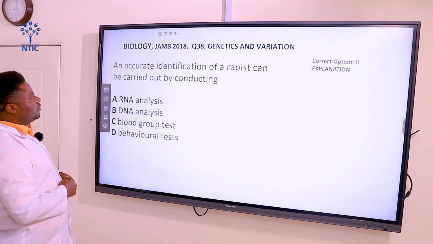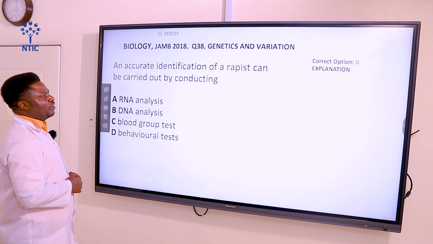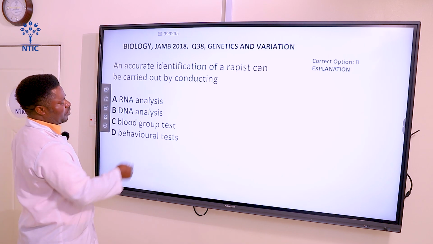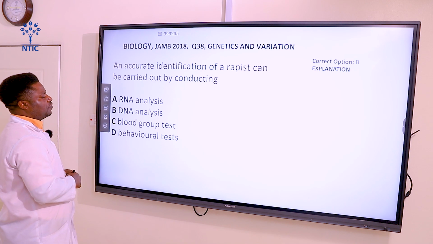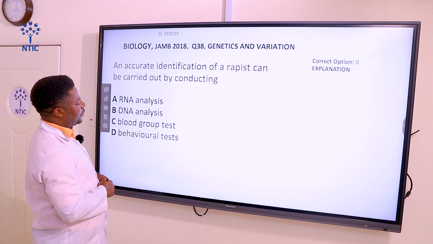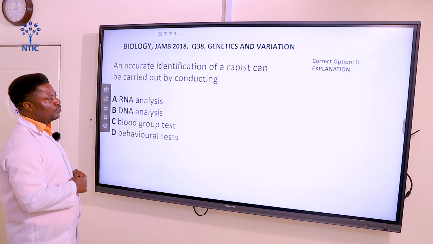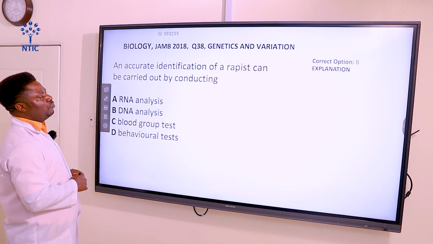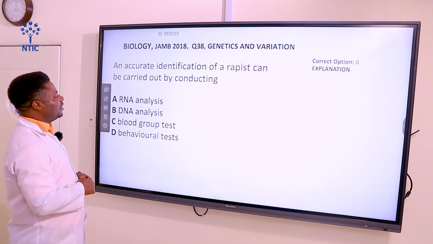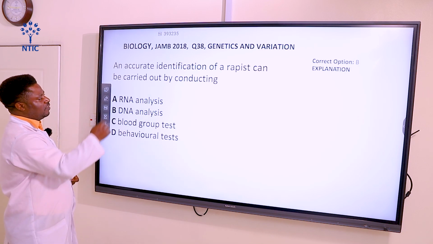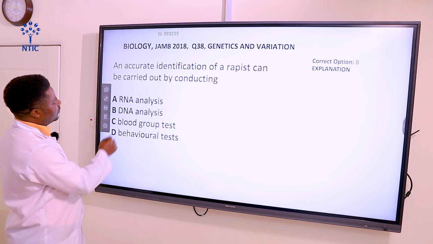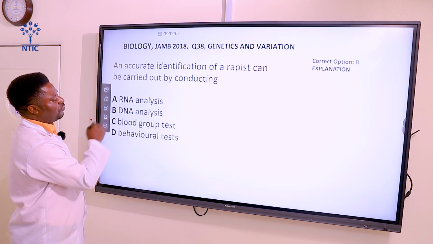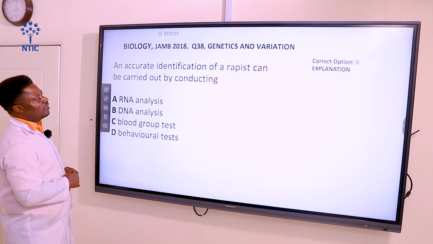Okay, question number 38. An accurate identification of a rapist can be carried out by conducting what kind of test? When somebody rapes, and a child is born, how do you ascertain the paternity of that child? Is it by RNA analysis, DNA analysis, blood group test, or behavioral test? Which of the tests are we going to run to ascertain that?